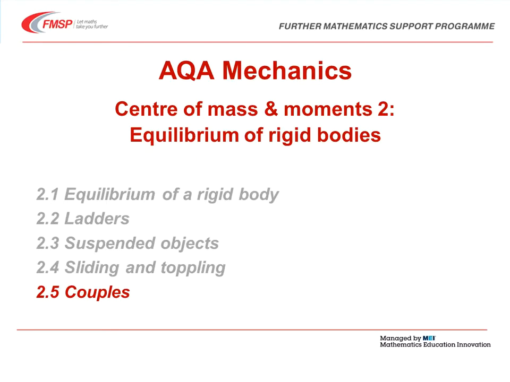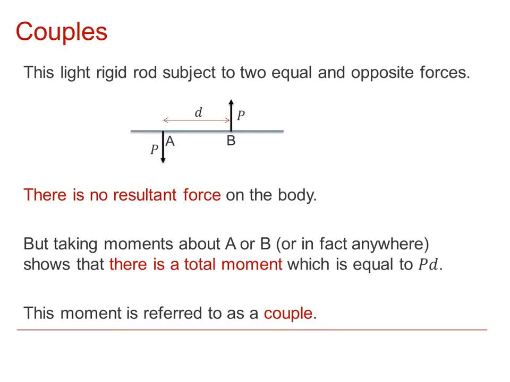This is a video for AQA Mechanics, Centre of Mass and Moments, section 2.5, which looks at couples. This diagram is illustrating a light rigid rod which has been subject to two forces which are equal and opposite.